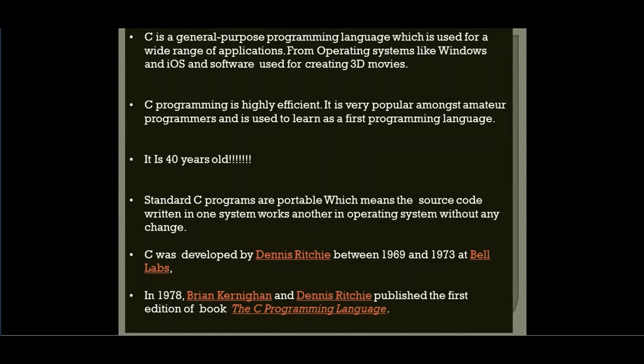It is 40 years old. Okay, so that is something people might frown on. I mean, 40 years old? You're expecting us to learn C? Are you crazy? Listen, guys, C is the most popular programming language, not because of its age, but because of its power.